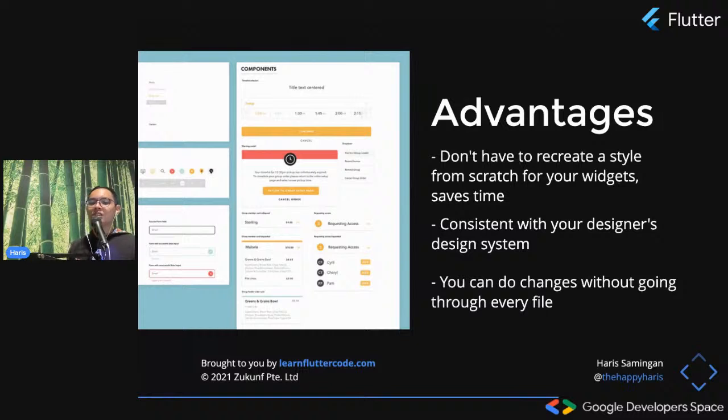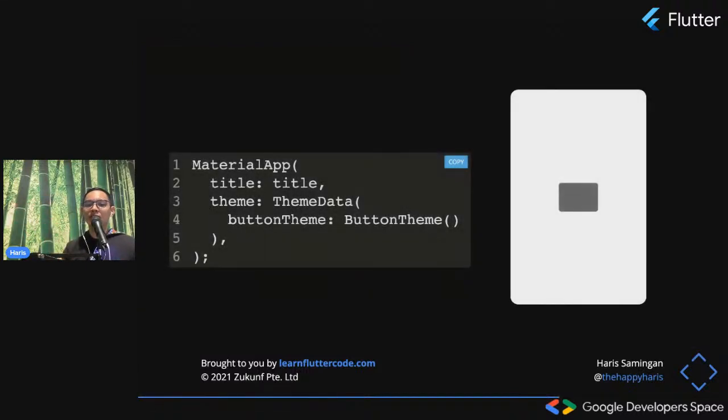And you can also make changes without going through every file, right? That was the problem initially when people wanted to change the style of a button. They couldn't do it through the theme for some reason. So that's why theming actually helps with the new material buttons.